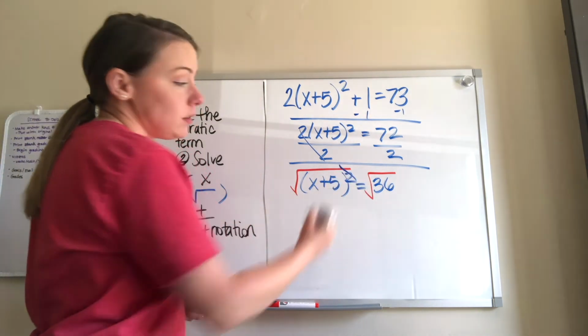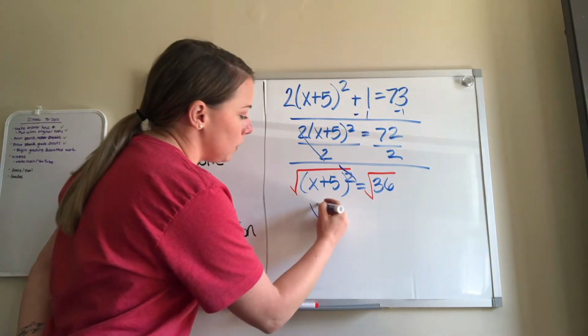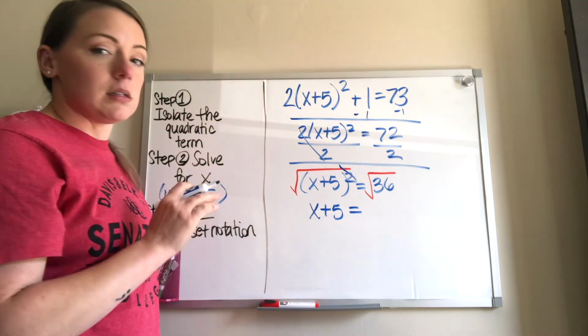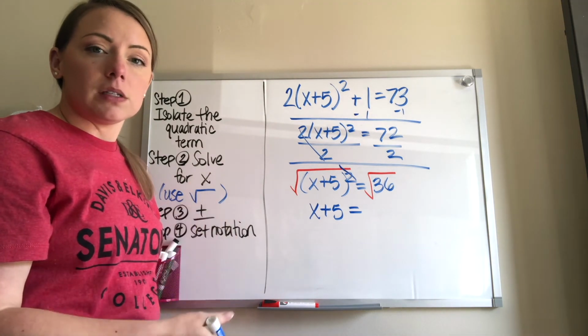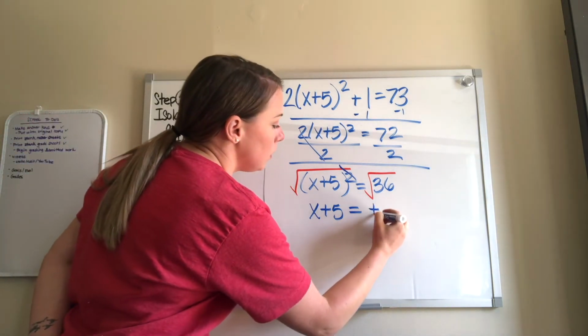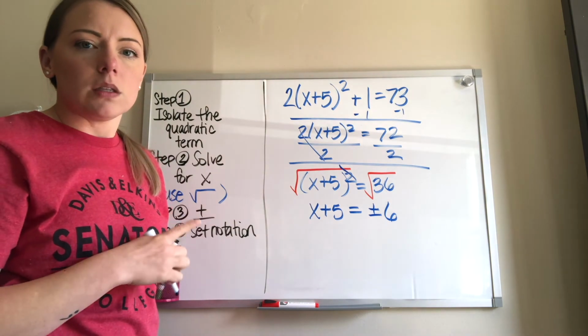and when I do that, my square root and my exponent of 2 cancel, which leaves me with x plus 5 is equal to, it's not just 6 on the right side. The square root of 36 could be positive 6, but it could be negative 6. So we write plus or minus 6. Now what's different with this one?